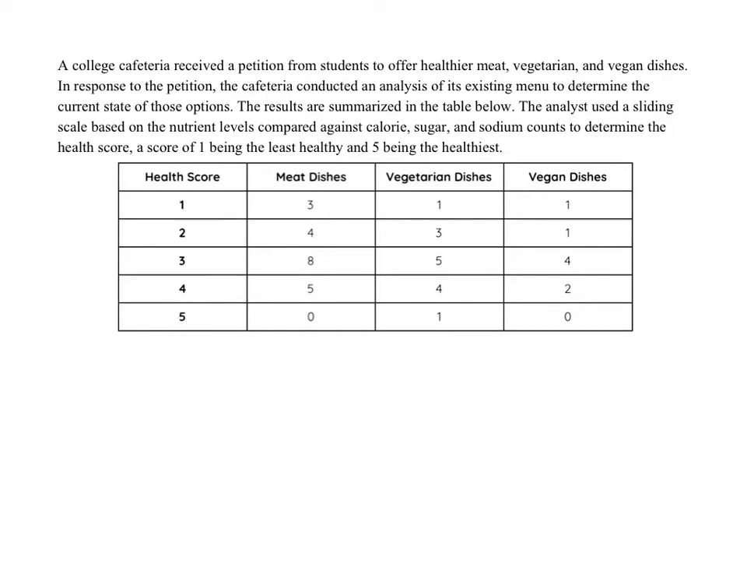So when you see a two-way table, the best thing to do, if it's not already given to you, is to add up these numbers and understand what the totals are for each row and each column. So we want to know in total how many meat dishes are there. So if I add all of these numbers together, what do I end up with? And if I add 3, 4, 8, and 5, I'll get 20.